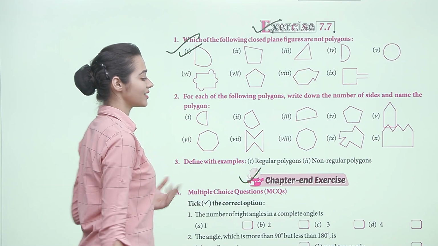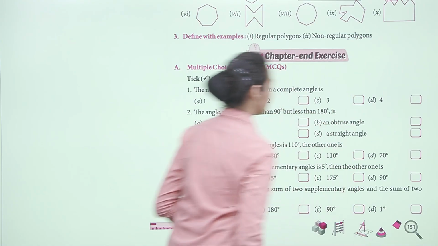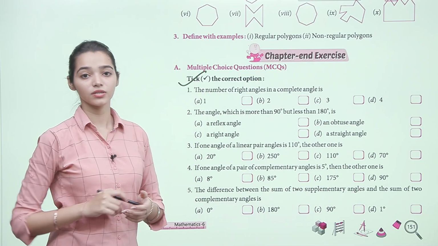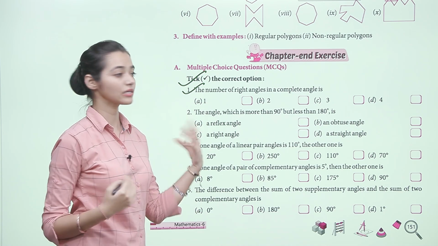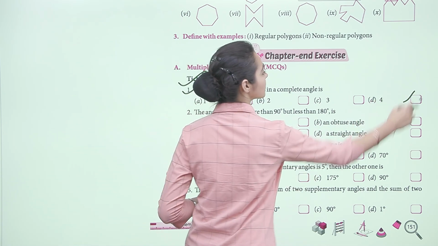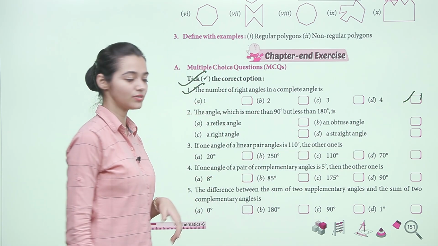Next is our chapter and exercises. In the first part, we have to take the correct option. Number of right angles in a complete angle is 4. That's how you can complete the remaining part.